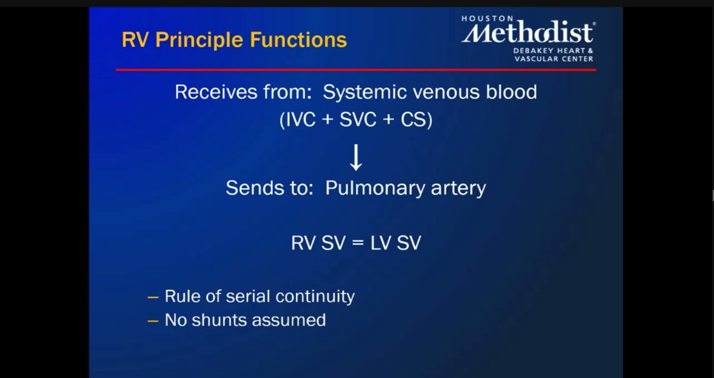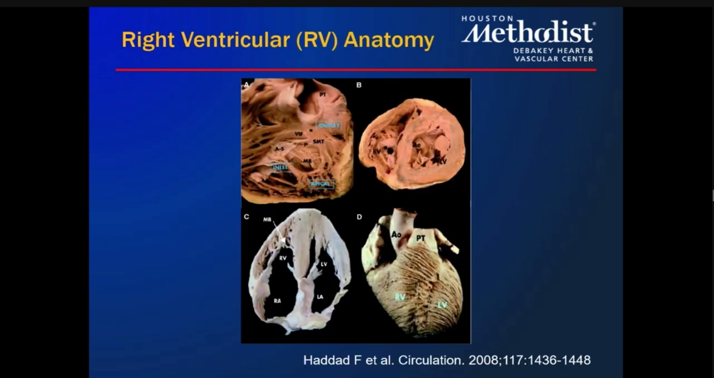In the absence of any kind of serious shunt, the rule of serial continuity takes place. So ideally, in a patient without any shunt issues, the RV and the LV stroke volume should be virtually identical, following the laws of continuity. In terms of anatomy, as you can see, it's not as straightforward as the left ventricle. In fact, it's a bit more complicated a structure. On some views, you can see it looks triangular in appearance, especially on the long axis, whereas on the short axis views, you get more of a crescentic appearance. So it's not the most straightforward geometry that we're used to when we look at cardiac anatomy.